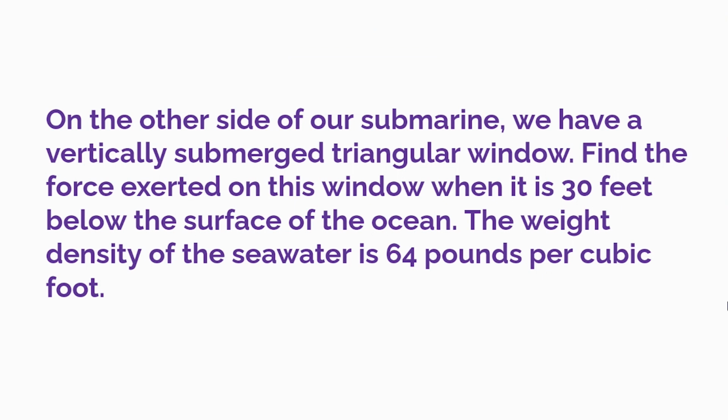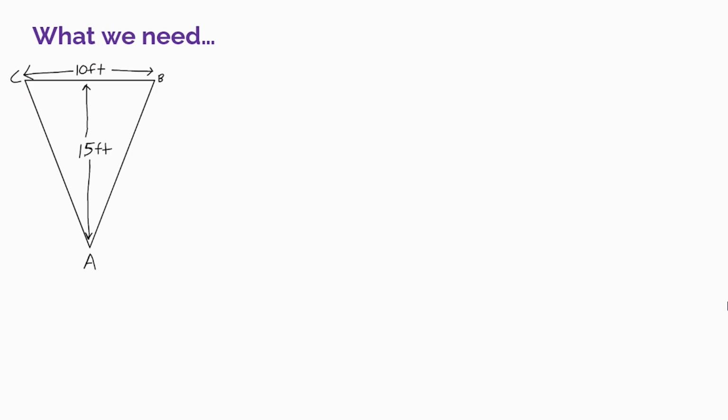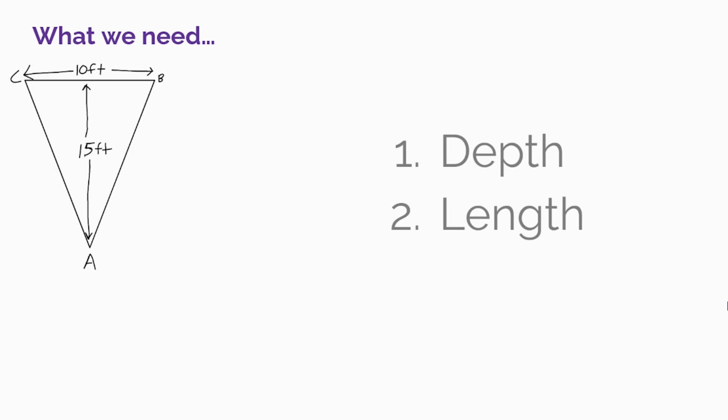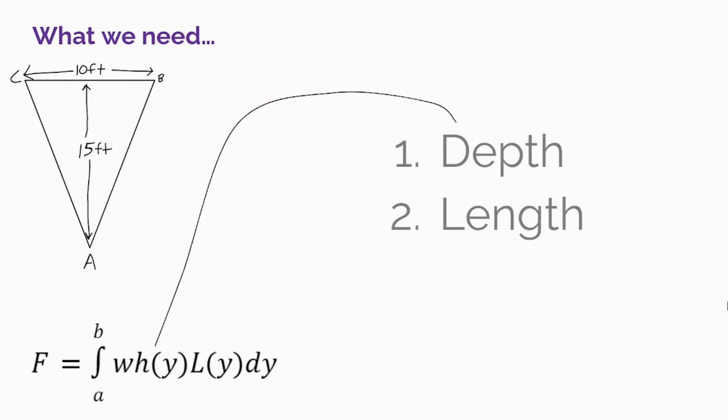So we need a couple things if we want to solve this problem. Here's a diagram of our triangle, our window, and we need some dimensions here if we want to solve this problem. And let's say we've measured this triangular window and found that its base is 10 feet long and it has a height of 15 feet. Now all we need to do is find two equations, one for depth and one for length, and plug them into our force formula. That way we can evaluate our integral and get our answer. So let's find the depth first.